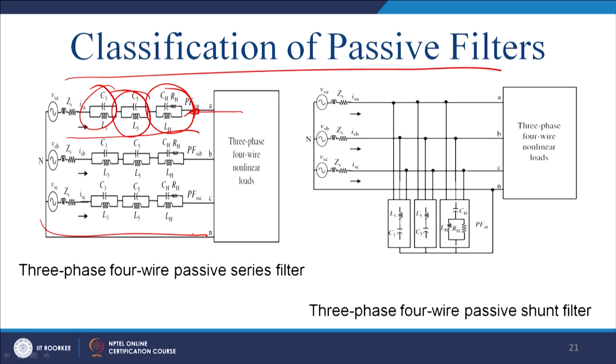Similarly, we can do it with the passive filter. You have this is the third harmonic, this is the fifth harmonic, and this is the combination of all the higher order harmonics, and that is the feeding. So, this will provide the path for sinking the higher order harmonic.